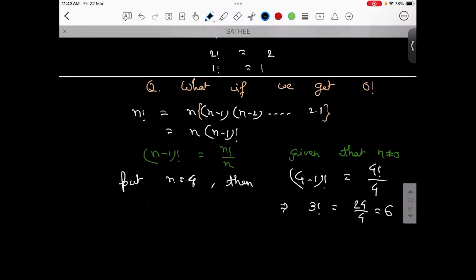Now what about n equals 2? Then we get 1 factorial equals 2 factorial by 2, which is again 1. So fine. Now put, okay, let's write it in a different color.